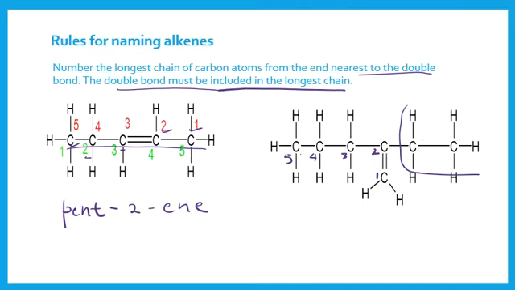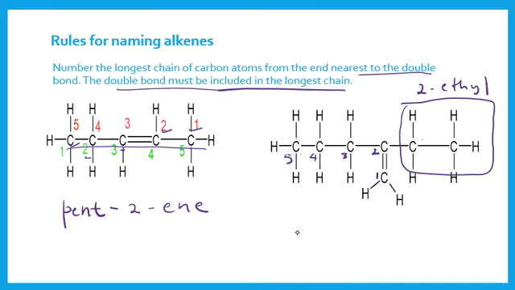This one is going to be an alkyl group attached to the parent chain. So we can go ahead and name this organic molecule. You can see that this is ethyl on carbon number 2, so 2-ethyl.